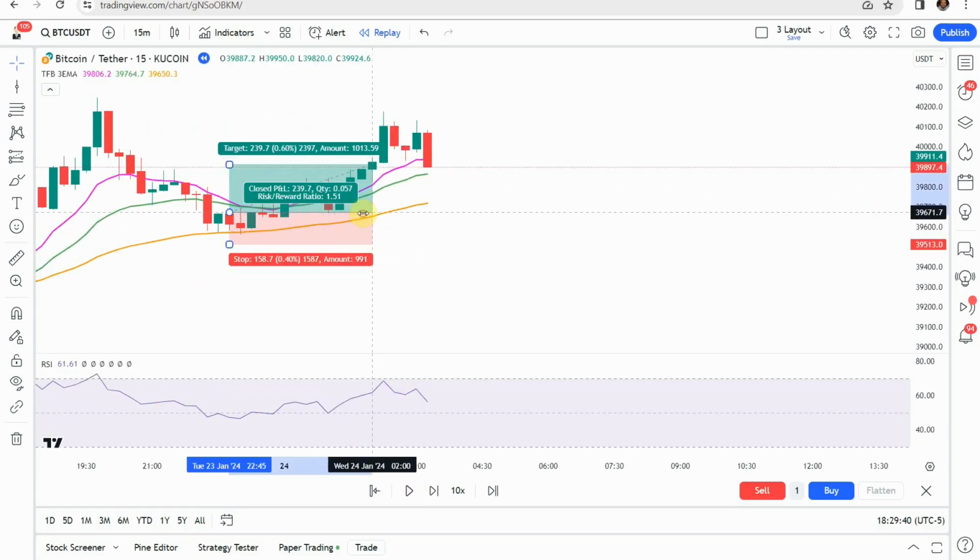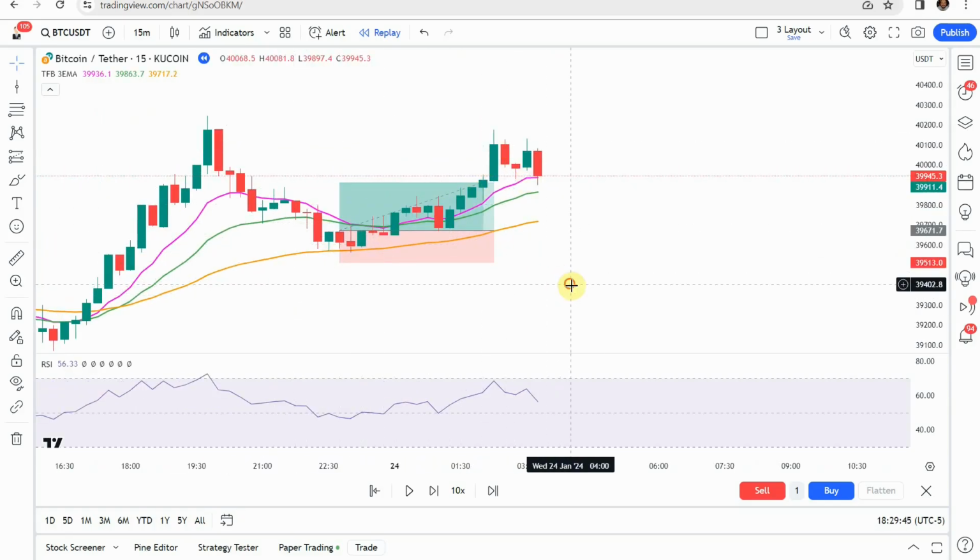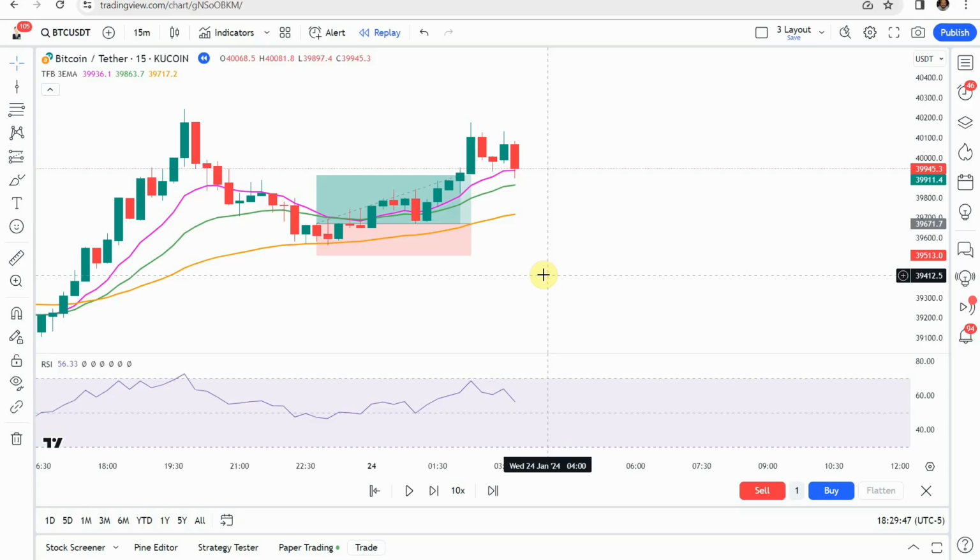All right, so you see there that once again, we make this nice push straight up, getting us to our take profit once again. All right, so that puts us at the end of the testing right there.